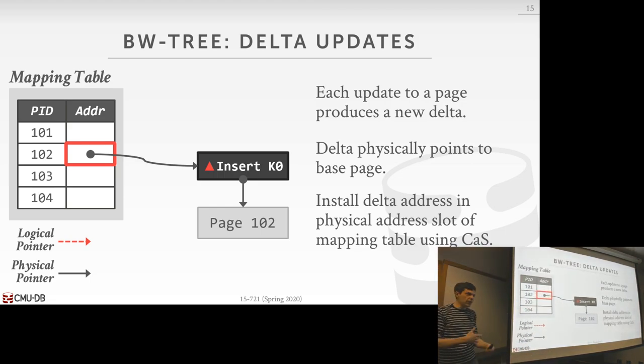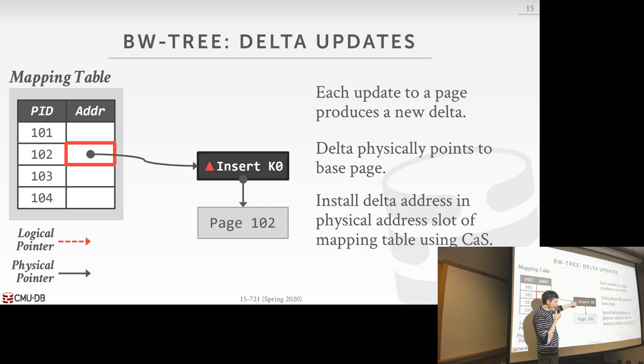So is this clear? This is the core idea of what they're doing. Yes? Since you're storing all the delta records in the same page, have you considered storing the newest record in page 102 and storing the reverse delta, and then you point back to the reverse delta?